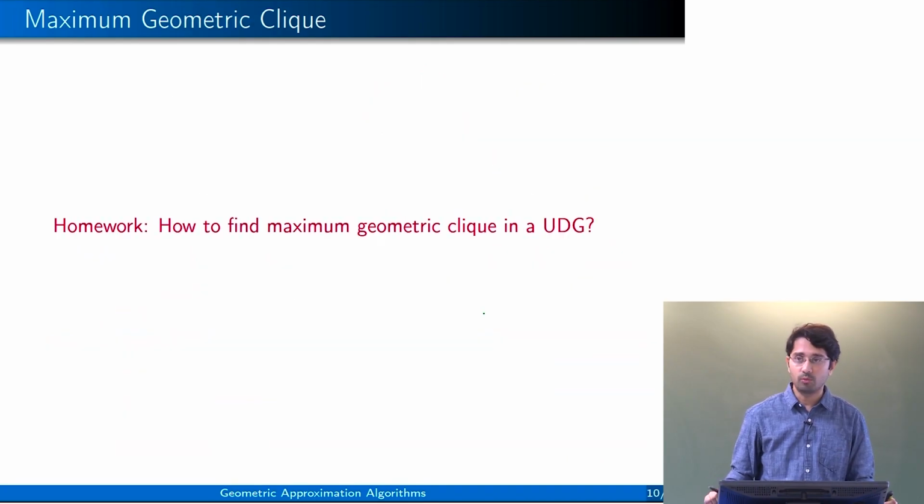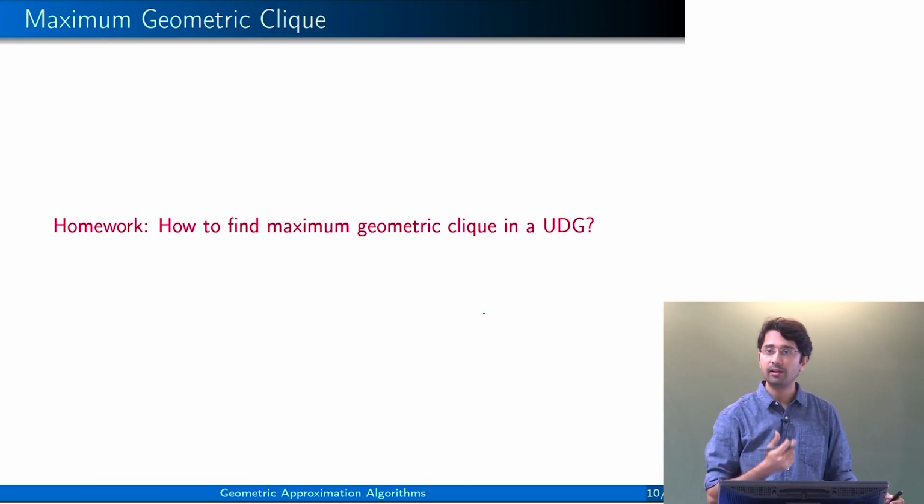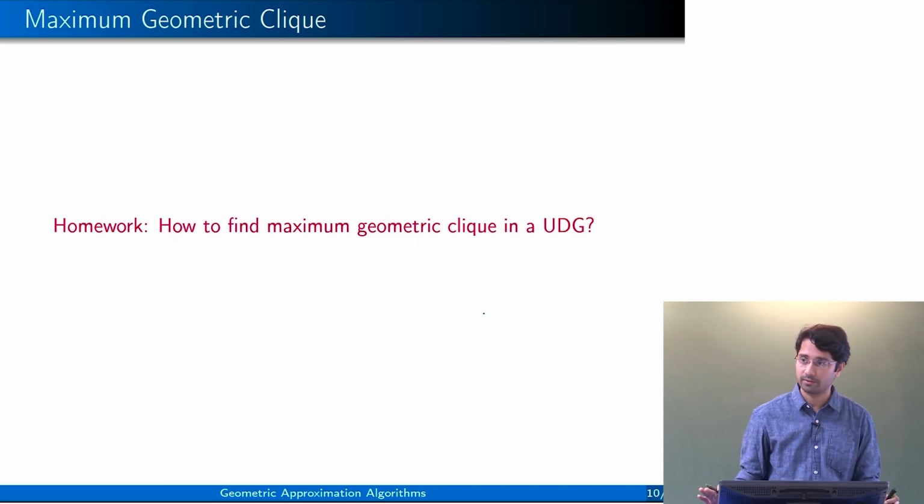I will keep this as homework: how to find a maximum geometric clique in a UDG. But you see, what is a maximum geometric clique? It is represented by a point. If you take a set of unit disks, that will divide the plane into some regions. From that region you have to choose one of these points. You think about this, I will not go into the details of this.